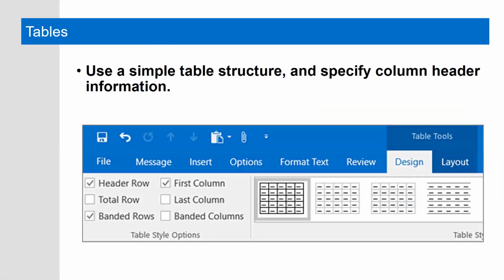When including tables in your email messages, it's important to use a simple table structure and specify column header information. Screen readers keep track of their location in a table by counting table cells. And if a table is nested within another table, or if a cell is merged or split, the screen reader may lose count and not be able to provide information about the table after that point. Blank cells in a table could also mislead someone using a screen reader into thinking that there's nothing more in the table.